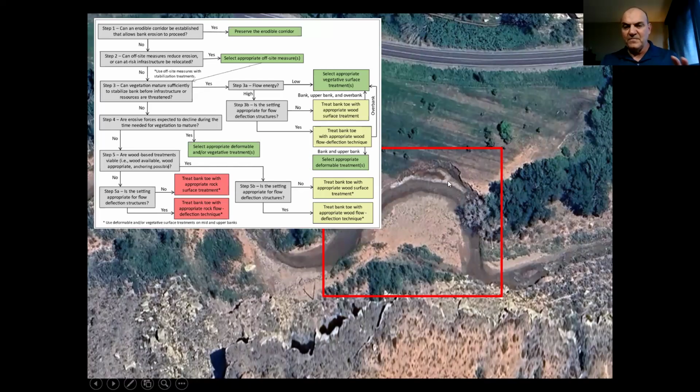I think the managers of this site along in the national park here are still trying to sort this out. Do they stabilize, which might prevent the river from naturally adjusting itself from the previous straightening, or is this resource worth preserving and preventing its continued erosion?